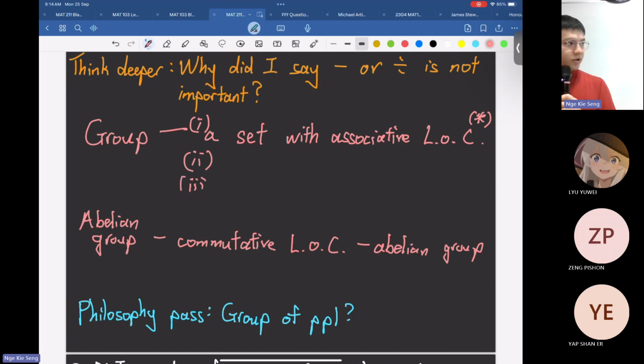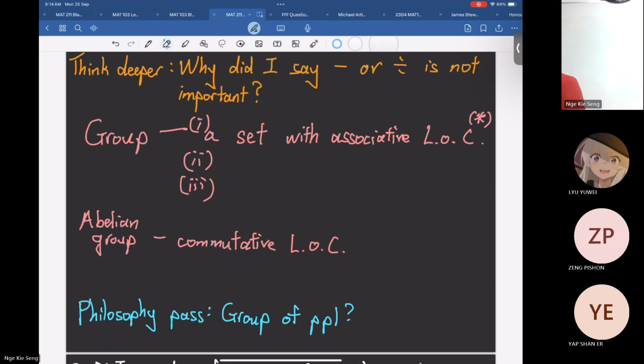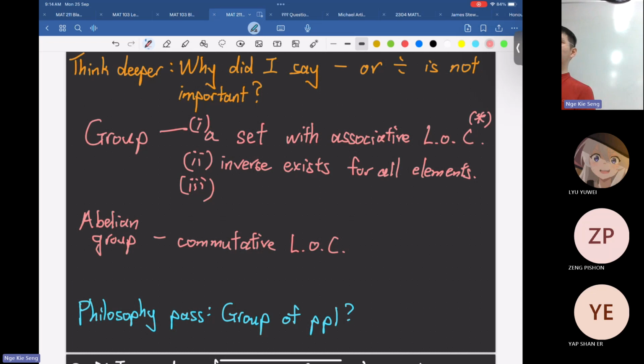So a group has three key properties. What else? Every element has its inverse. Okay, so the inverse exists for all elements. Still remember what the inverse is? If you don't remember, you just memorize 2 times half is equal to 1. So half is the number that multiplied by 2 gives you 1, the identity. This is a typical example you have to keep in mind.